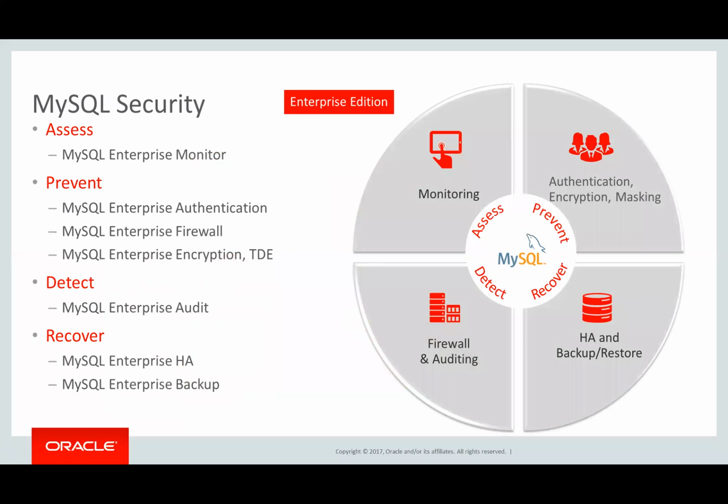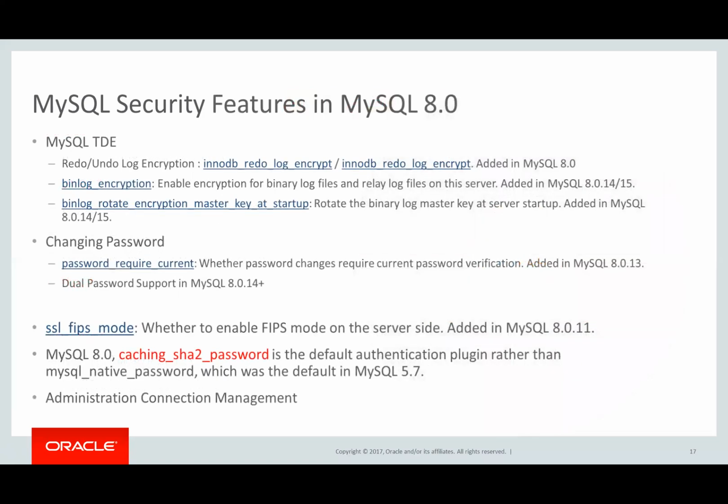So again, when we talk about security, we need to see how we access, and the enterprise monitor is actually able to tell you what happened. And we prevent people from hacking your server with firewall, TDE, or the password stored externally using LDAP or Active Directory. We may have the audits to protect, and then when you need to recover, you can actually use the audit. And we have the HA or enterprise backups to back up, restore and recover your database. So there are a lot more 8.0 security features.